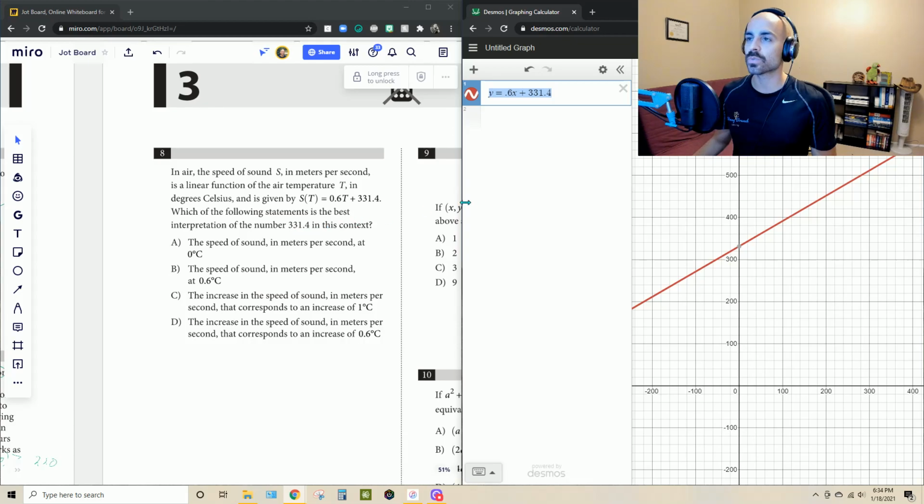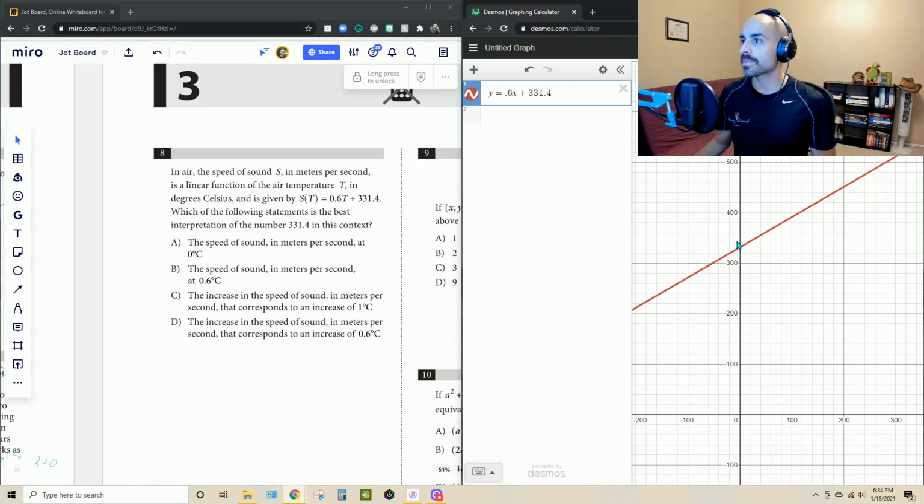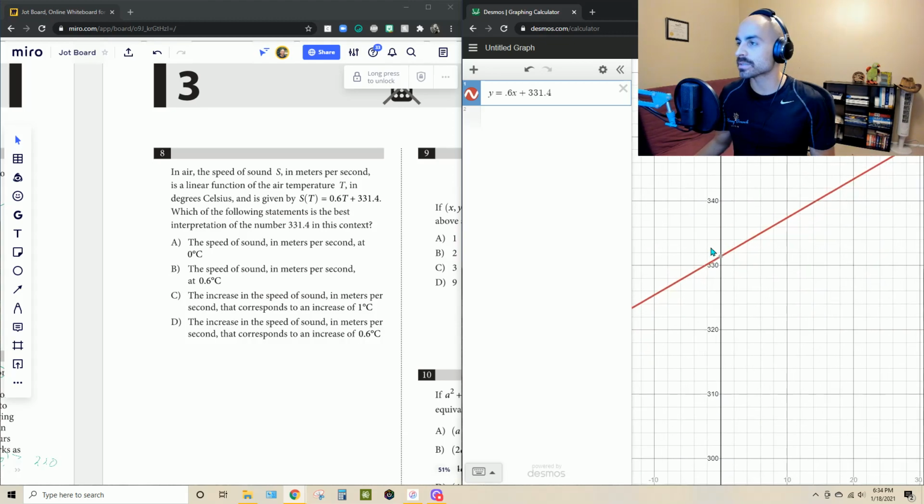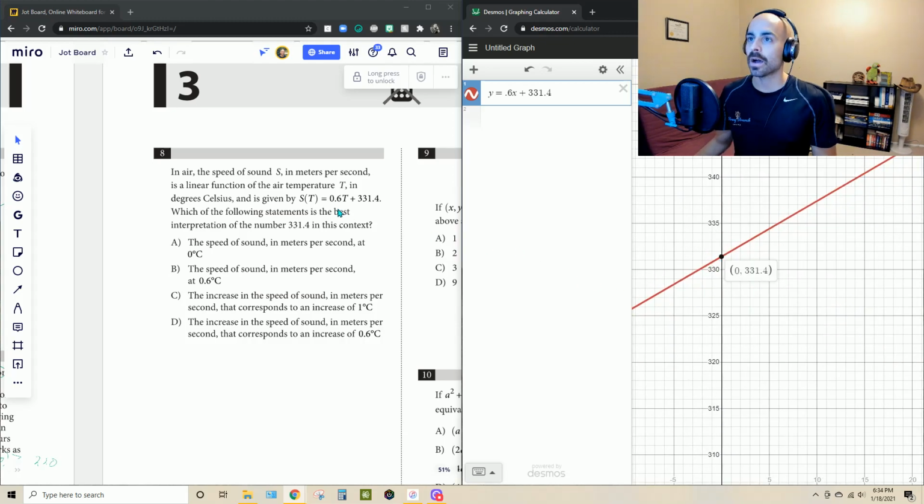Let's think about setting this to 0. We set x to 0. What we realize is that the output is 331.4. That's what this dot right here is. And what that means is that it's the starting point. So that's why in this case, the answer is A.